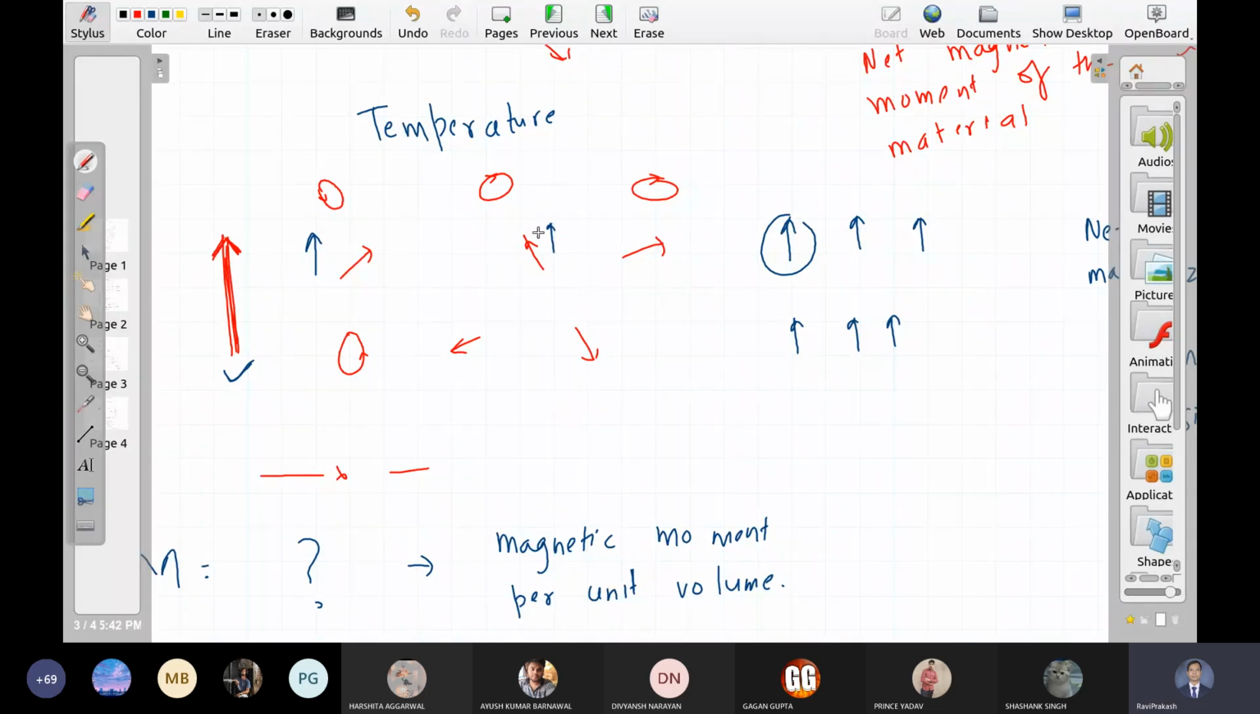So if temperature is equal to 0, T is equal to 0 Kelvin, then yes, your answer is right. Calculate the moment of one and multiply it with the number of atoms in unit volume. This is when T is equal to 0 K. But if T is not 0 Kelvin, then this is not the correct picture. So what kind of situation do we have? We have a mixed effect of both. Something like this.